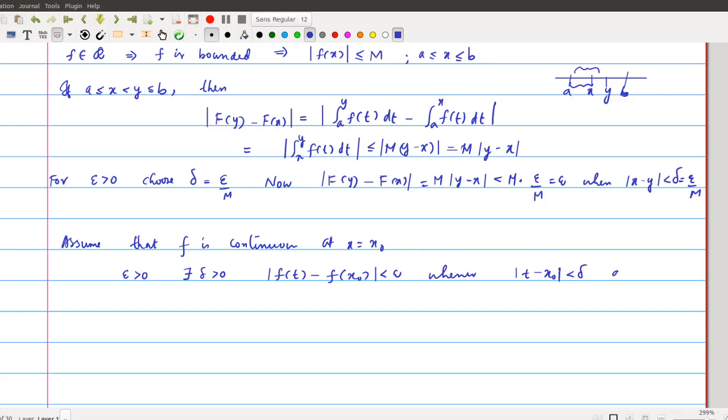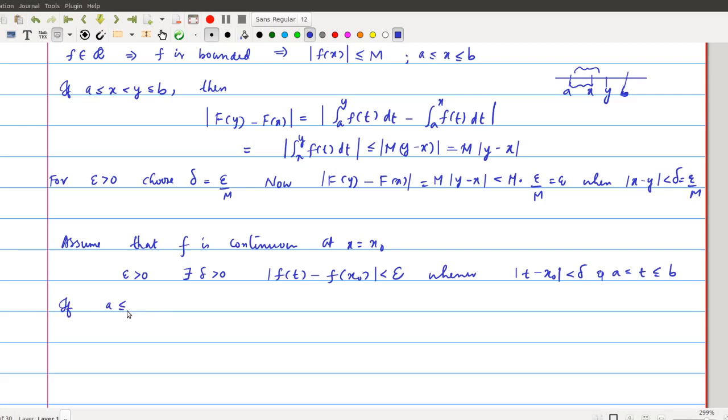So this is true for any t satisfying a less than or equal to t less than or equal to b and this condition, we can get this quantity less than a pre-assigned quantity epsilon. Okay, so using this fact we will prove the differentiability of this capital F. To prove the differentiability of capital F, we choose s and t.